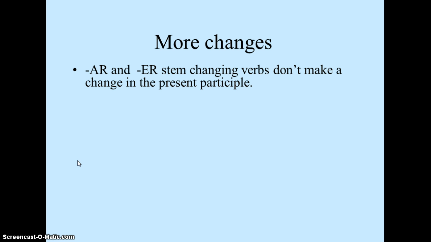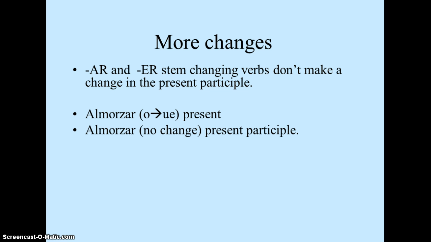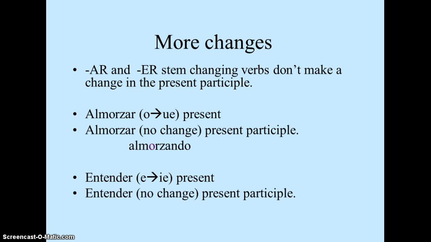AR and ER stem changing verbs do not make a change. Okay, so anytime you see an AR and ER verb, you will not have to stem change. So almorzar stays the same, no change in the present participle, so it would just be almorzando. Entender, which is usually an E to IE changer, will have no change. It will end up being entendiendo.